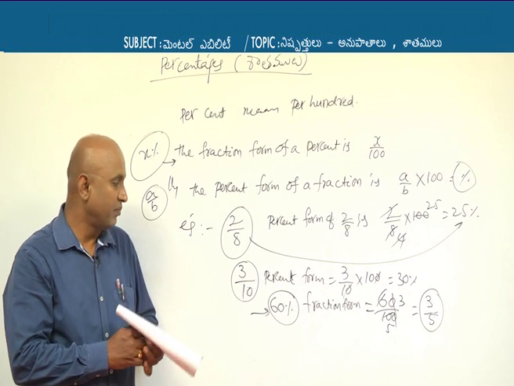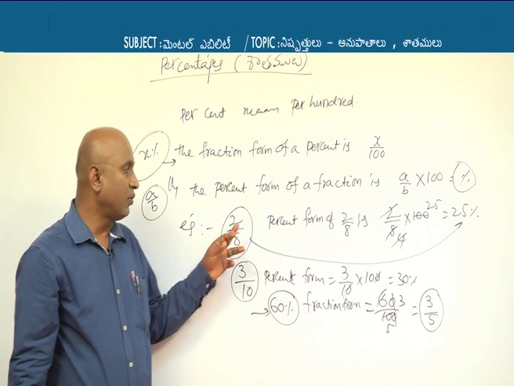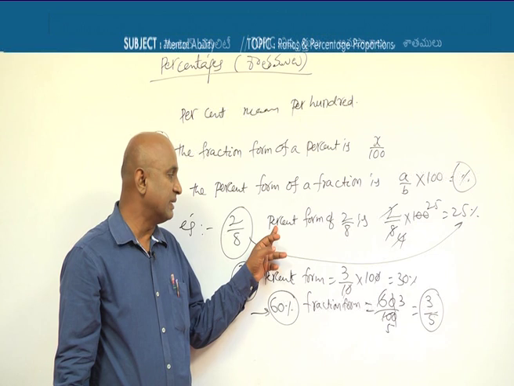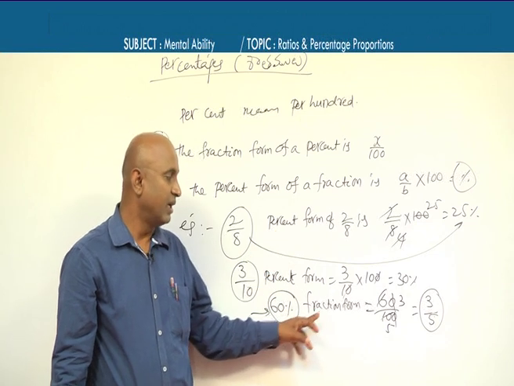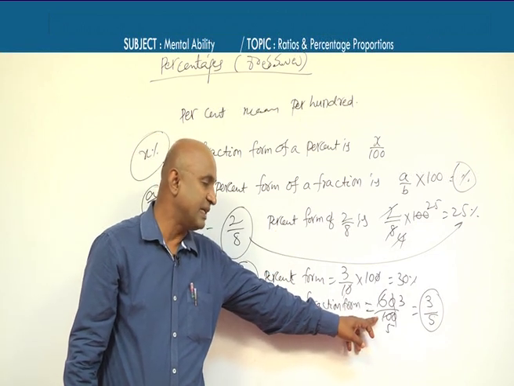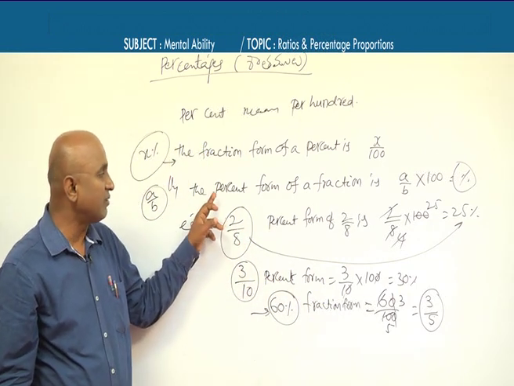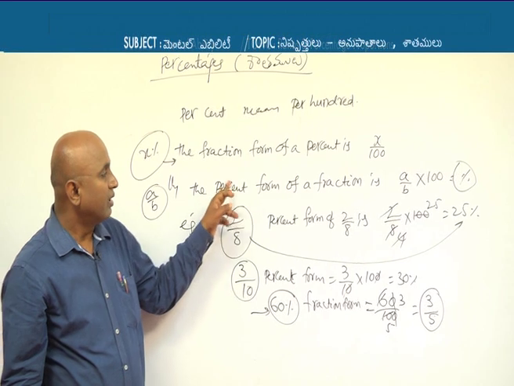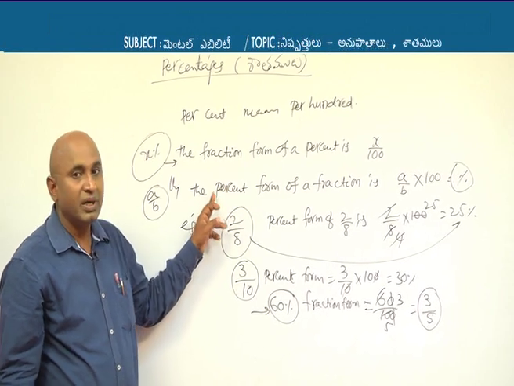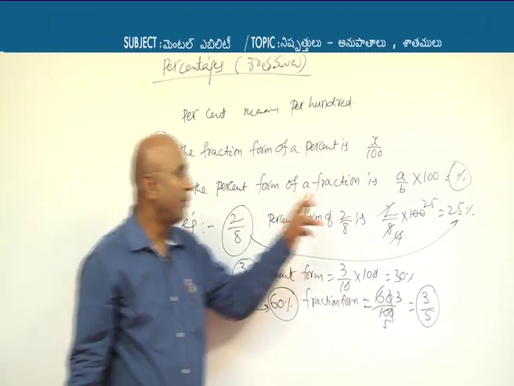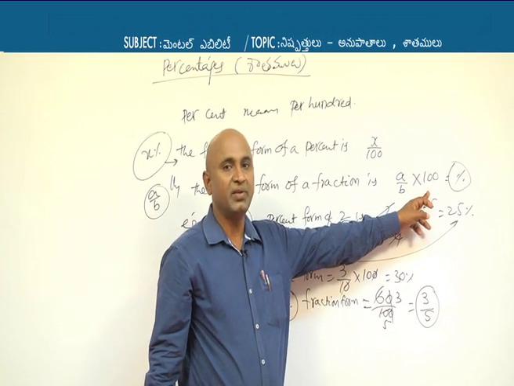One more time. In order to convert a percent into a fraction, divide the percent by 100, and to convert a fraction into a percent, multiply with 100, then you will get the answer.